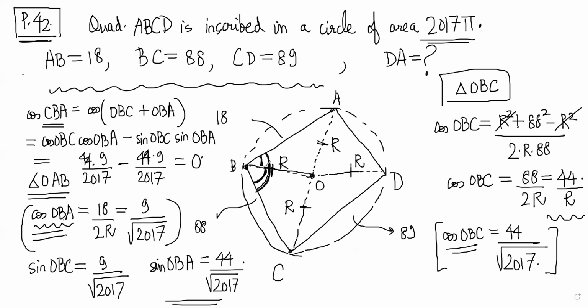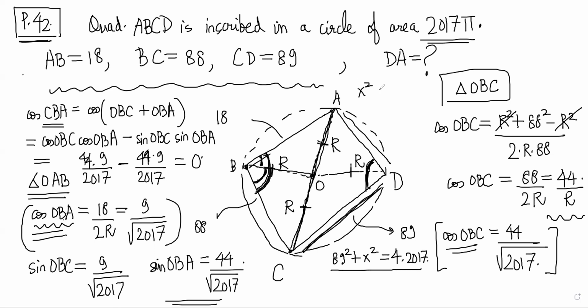CBA is 90, which means AC is the diameter. And this is a right angle triangle, right? And if this angle is 90, then this angle is also 90. And if this angle is 90, we can do Pythagoras theorem and say 89 square plus x square should be equal to AC square, which is the diameter. So we get 89 square plus x square is equal to diameter square, so 4r square. And r was root of 2017, so 4 into 2017.